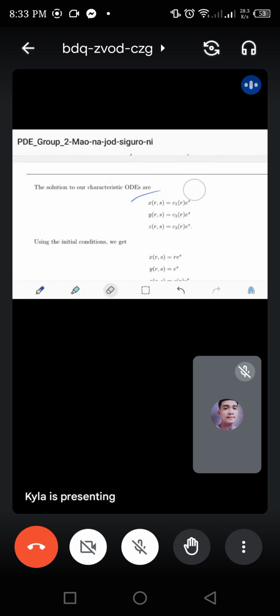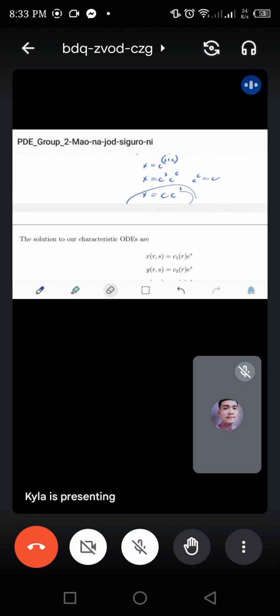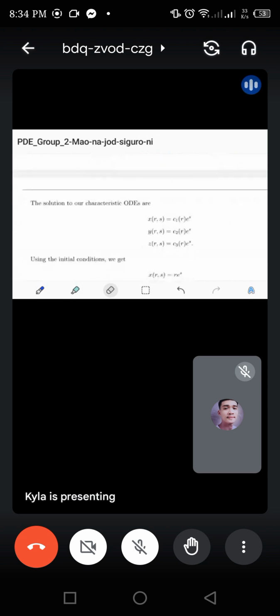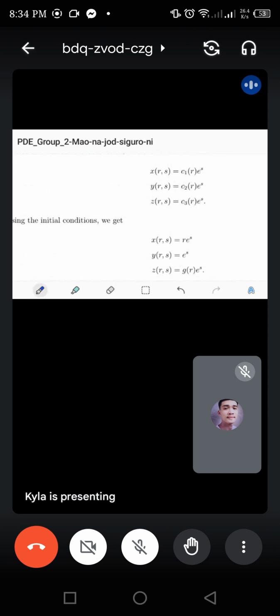So next, since we already know our characteristic ODEs, we can now use the initial conditions. If we use our initial conditions, c1 of r is equal to r, and c2 of r is equal to 1, with e raised to s remaining here. And c3 of r is equal to g of r. So we just substituted them.